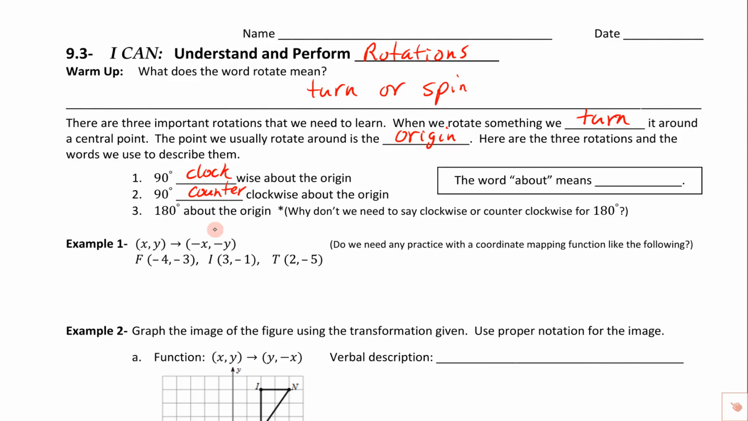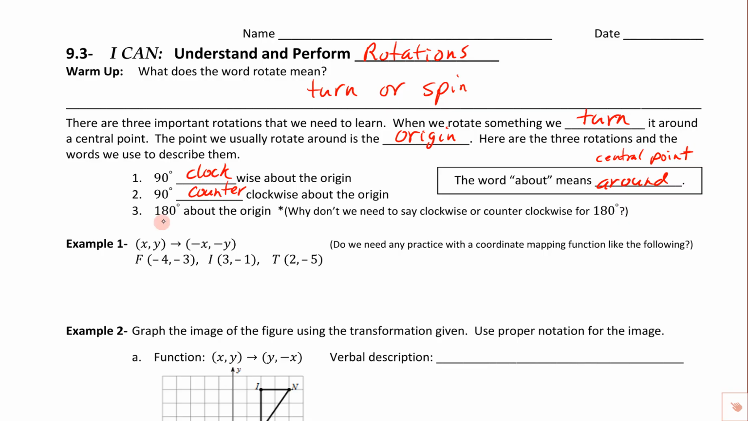So a couple quick things here. When we say the word about, what we mean by that is we mean around. So when we say about the origin, what we mean is spin this or turn this around the origin, okay? Around the central point. Whatever point they're telling us to rotate it around, that's what we're talking about. We're talking about rotating it about or around that central point.